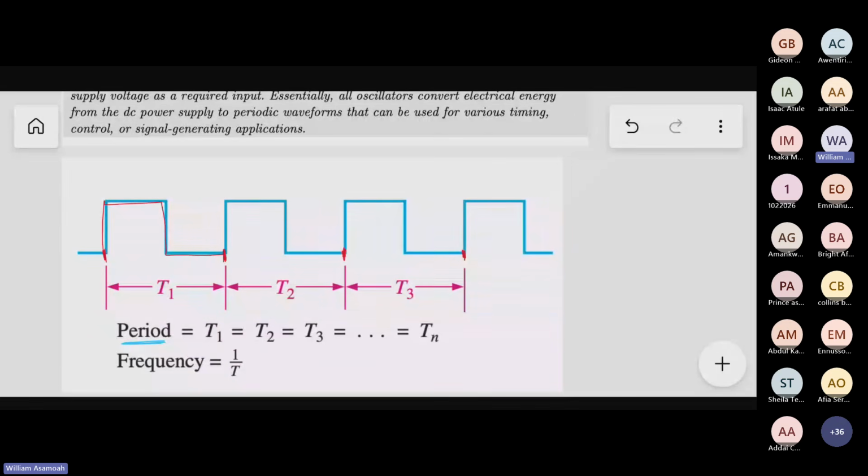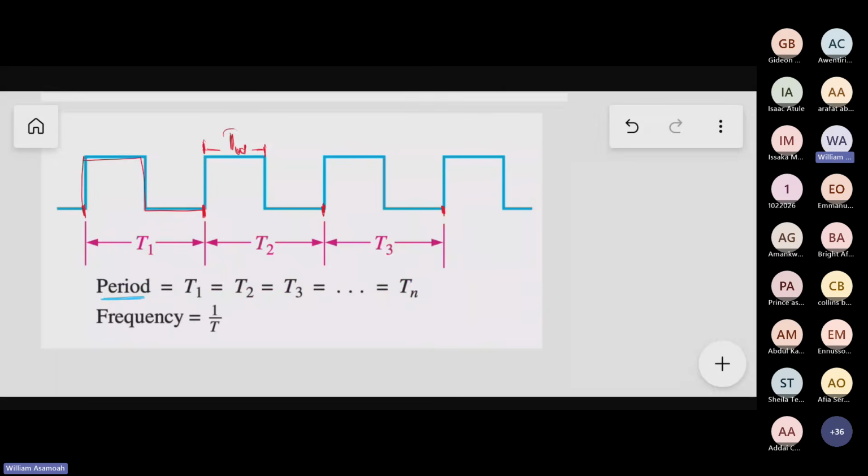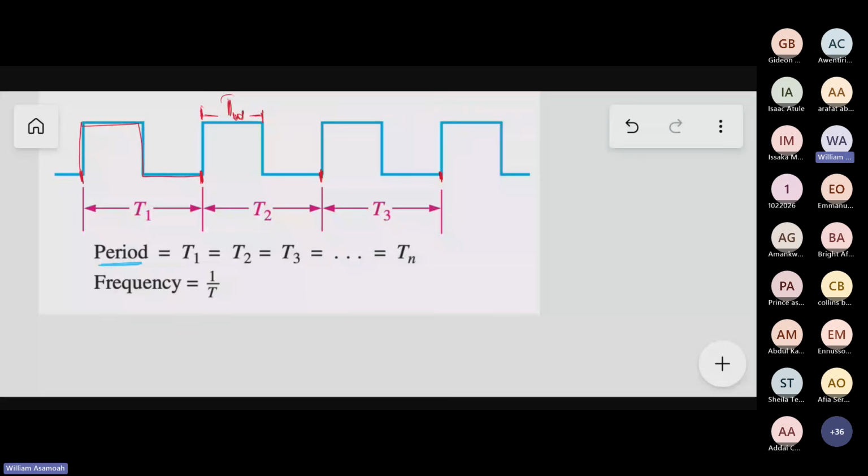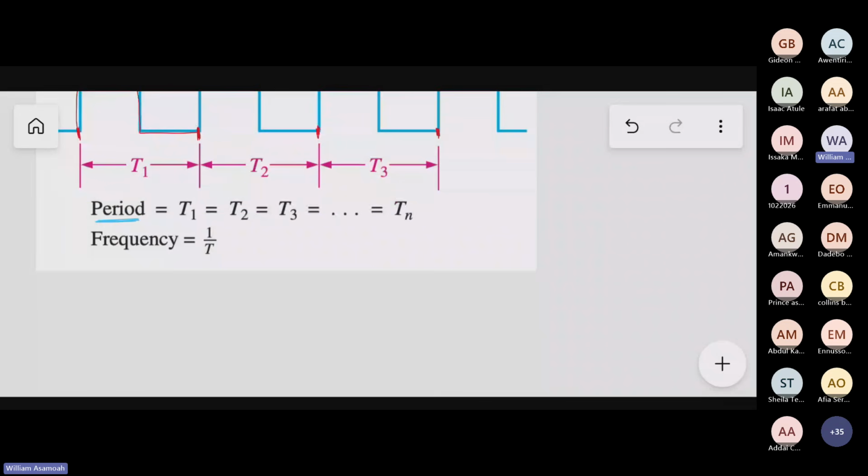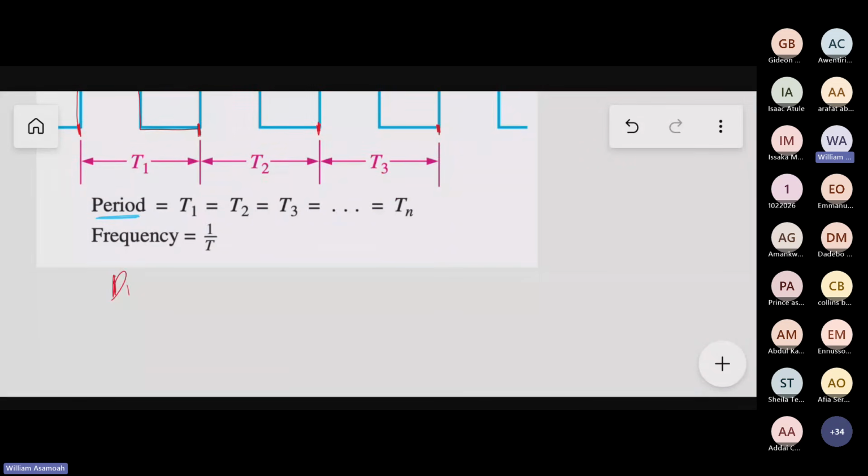pulse width. So over here you see that it stays on, then it goes off. So the pulse width is how long it stays on. That's TW, pulse width. The percentage of the period where it stays on is what we call the duty cycle, D, which is equal to TW over T.